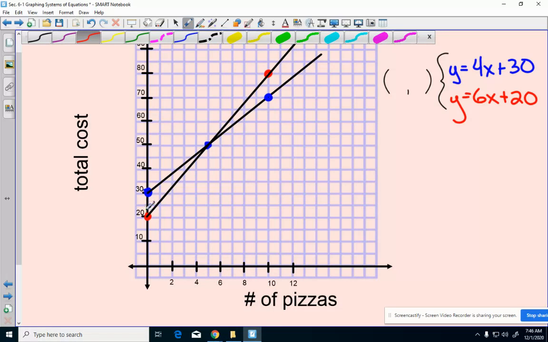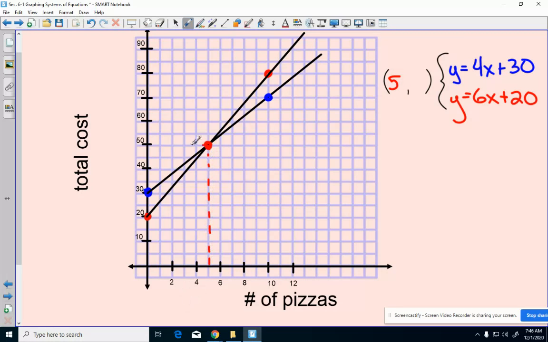Let's just make sure. That's up 1, 2, 3, 4, 5, 6, 7, 8, 9, 10, 11, 12, and over 1, 2, 3, 4, 5, 6, 7, 8, 9, 10. So up 12 and over 10 would be the same as up 6 and over 5. And it is the same right there, which means that if you buy 5 pizzas, that number right there, and a grand total of $50, then both of these memberships are exactly the same.